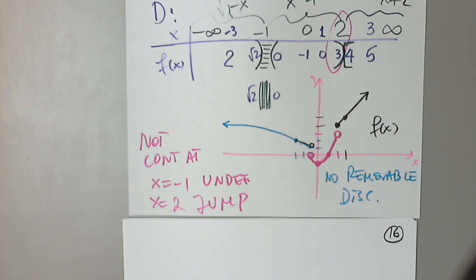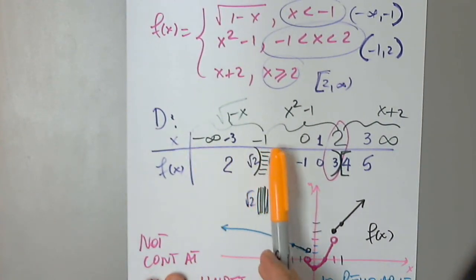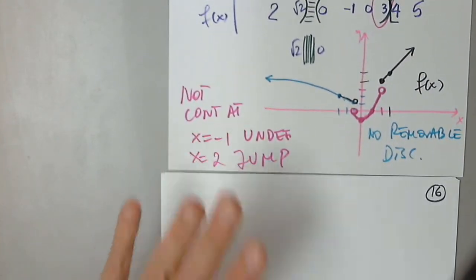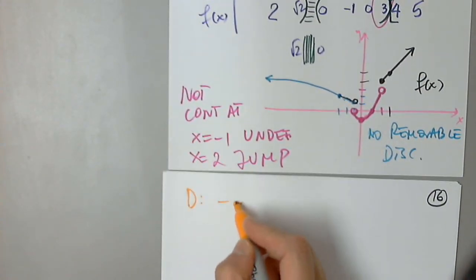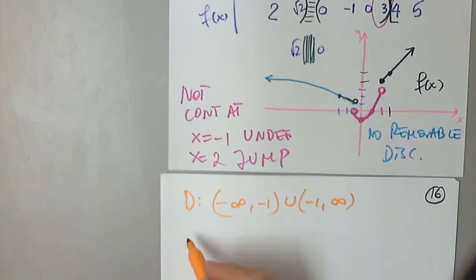So the domain is negative infinity to negative 1, union negative 1 to infinity. And the range will be from negative 1 to infinity. Right. Very good. Anything else?